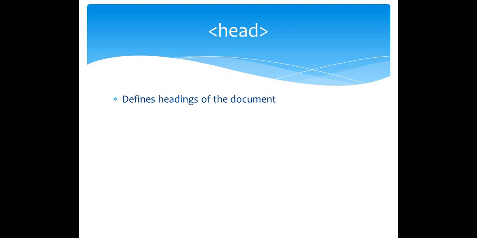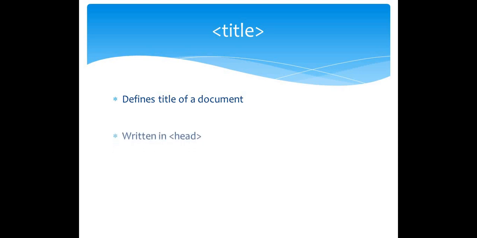Then there is the head tag. The head tag actually defines the heading of the document. It will let us know about the heading of the document. The title tag defines the title of the document, and it is always written in the head tag. Any title that we want to give to the website, we will write it in the head tag.